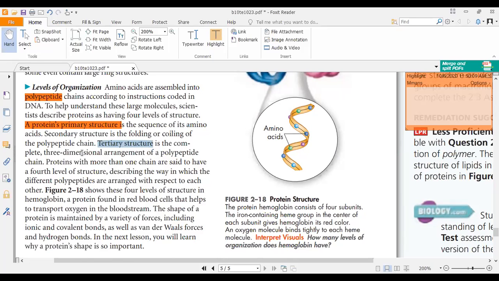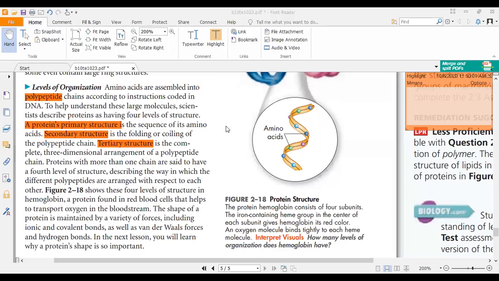Tertiary structure is the complete three-dimensional arrangement of the polypeptide chain. Proteins with more than one chain are said to have a fourth level of structure, describing the way in which the different polypeptides are arranged with respect to each other. Figure 2 shows these four levels of structure in hemoglobin.